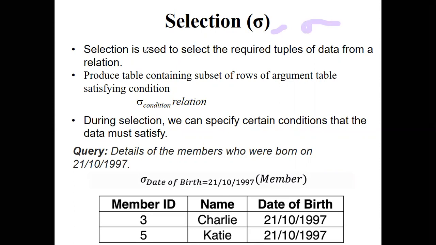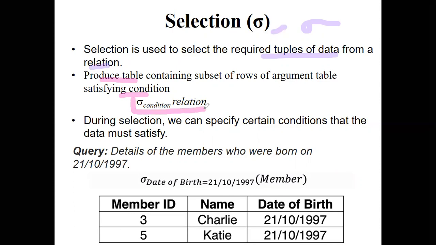So selection is used to select the required tuples of data from the relation. What does it actually do? It produces a table containing a subset of rows of the argument table satisfying the condition. Because whenever I want to select tuples or records, there should be some condition that needs to be satisfied, right?